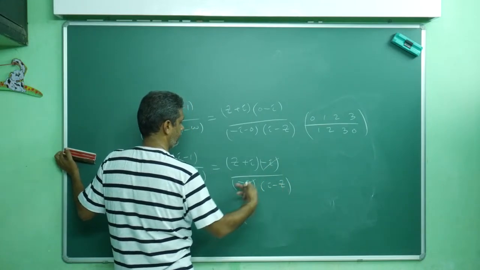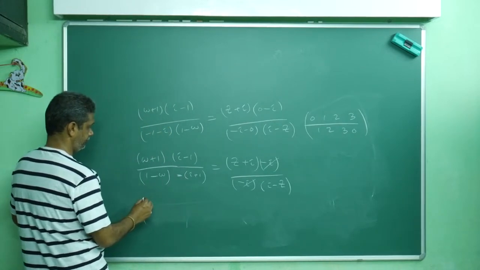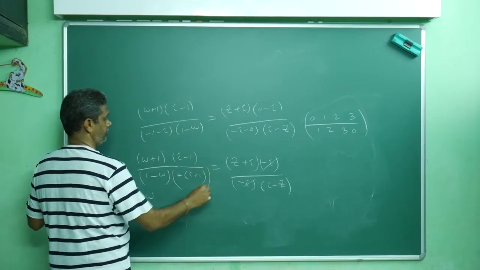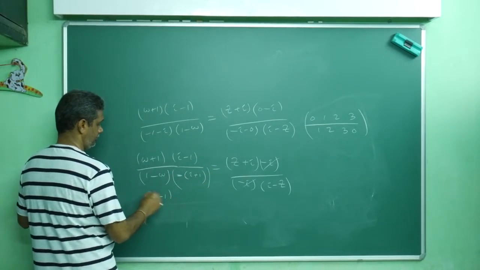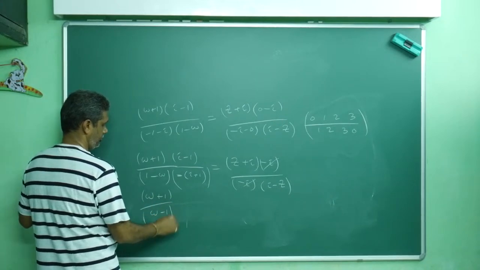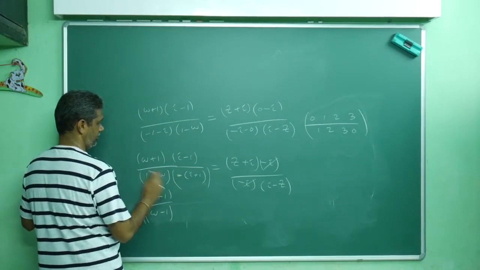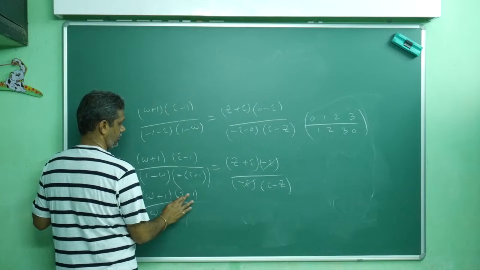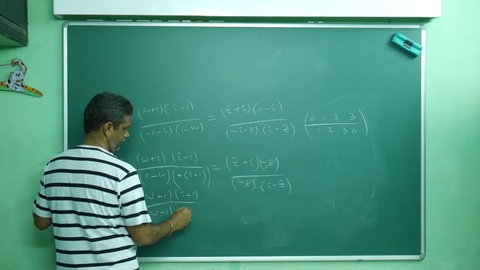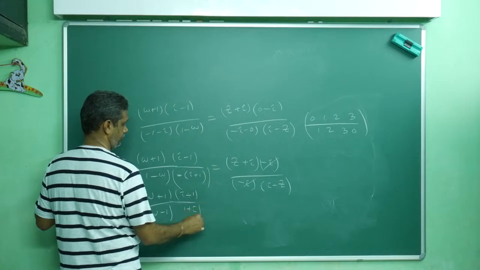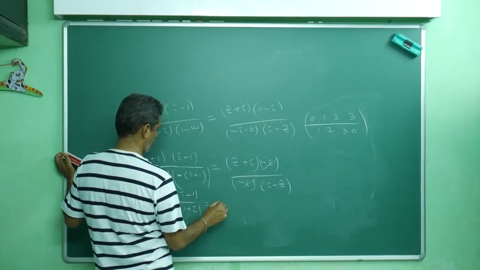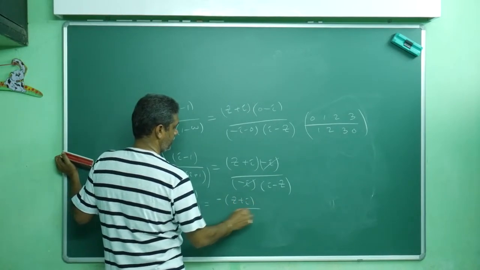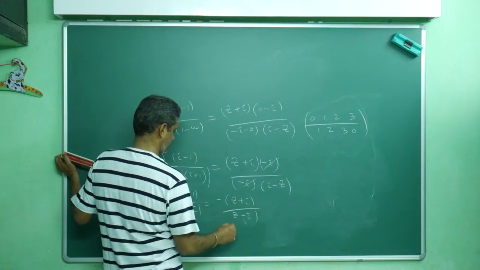This cancels. From this one, you can take minus outside. Here also one minus. This is what? Into only W plus 1 by W minus 1. Already here one minus is there, minus minus plus. So I plus 1, sorry, I minus 1. You can write 1 plus I also, no problem. This is called, you can take minus outside: Z plus I by Z minus I.